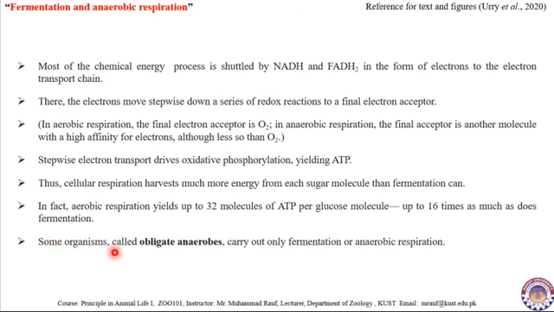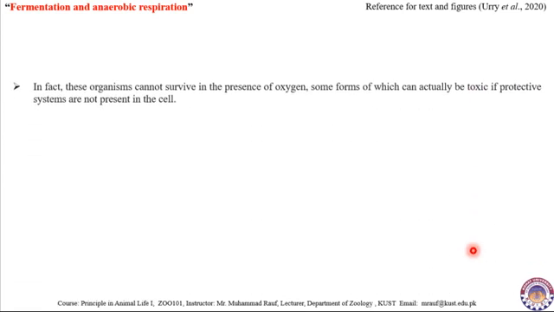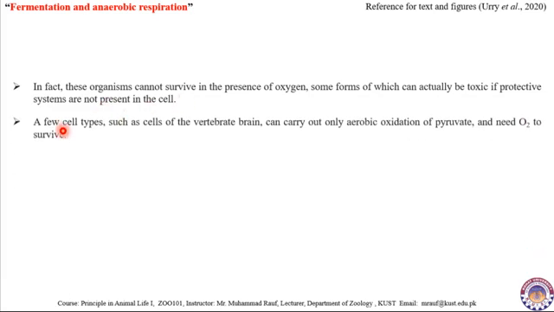Some organisms called obligate anaerobes carry out only fermentation or anaerobic respiration. In fact, these organisms cannot survive in the presence of oxygen because oxygen is poisonous for them, some forms of which can actually be toxic if protective systems are not present in the cell. A few cell types, such as cells of the vertebrate brain, can carry out only aerobic oxidation of pyruvate and need oxygen to survive.